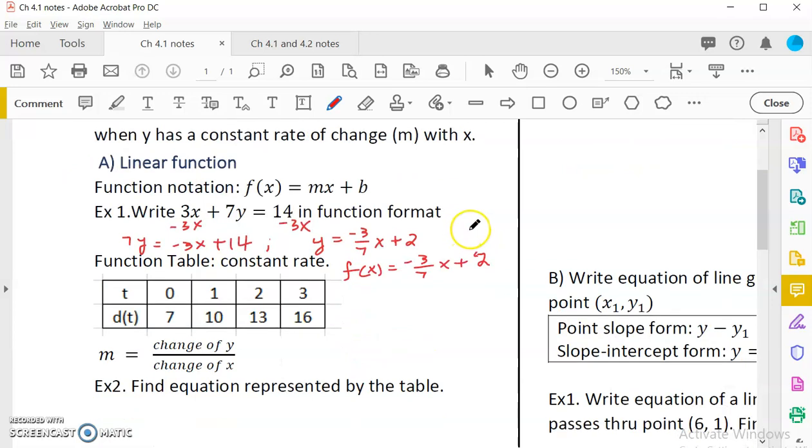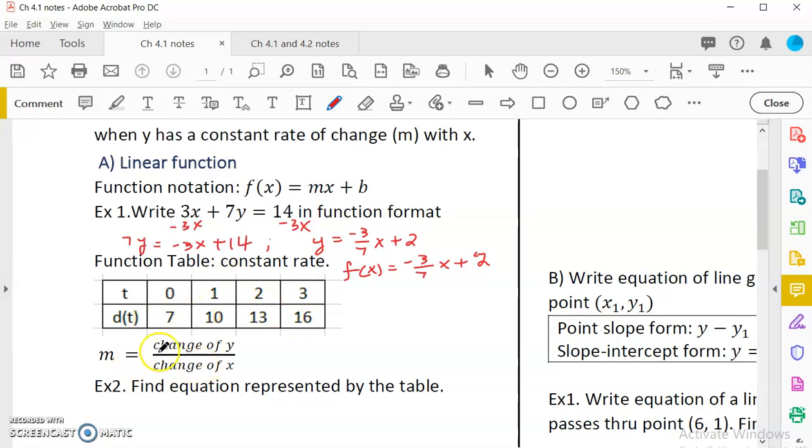You can also see a function by not looking at a formula, but in a table. So for example, very often, instead of x, our input could be t, and our output could be a function, for example d of t, distance maybe. So at t equals 0, you have the output 7. At t equals 1, you have output 10, etc. So is this a linear function? Let's check if it's linear.